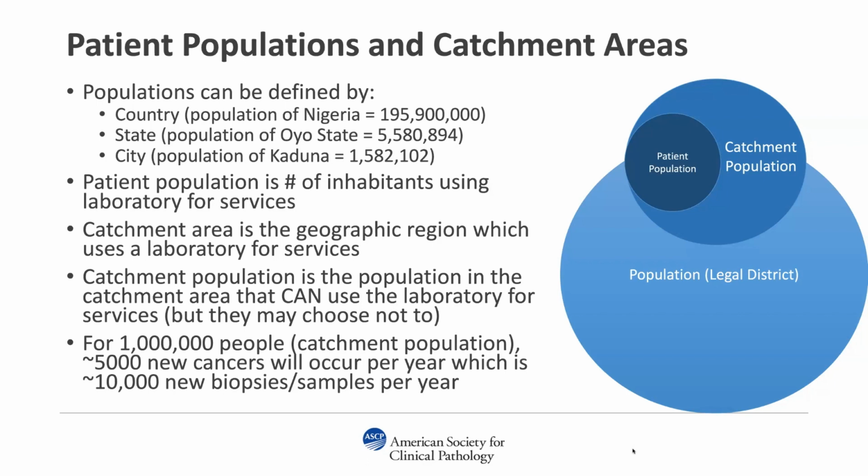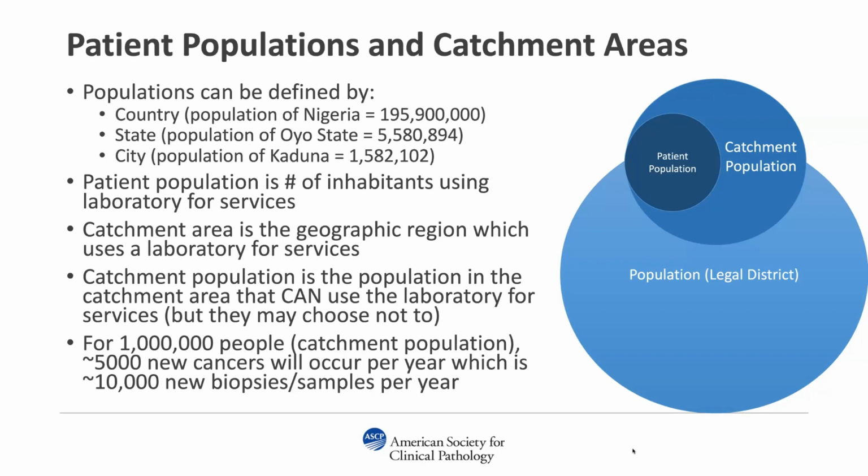And then we have a third term or fourth term, which is the catchment population. So this is the actual population in the catchment area who could use the laboratory for services, but they may choose not to. And so let me give you a good example of this on the next slide. So it'll make more sense.